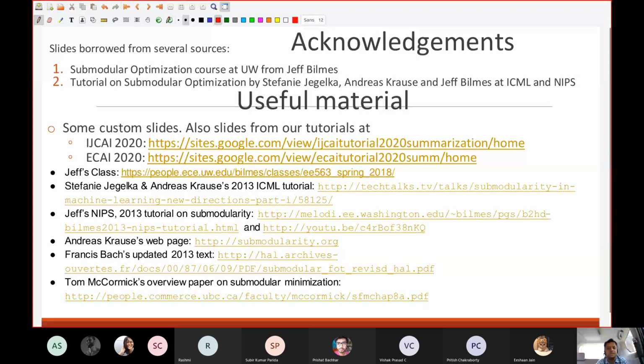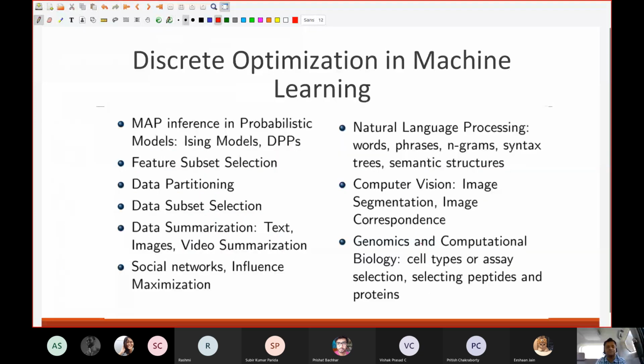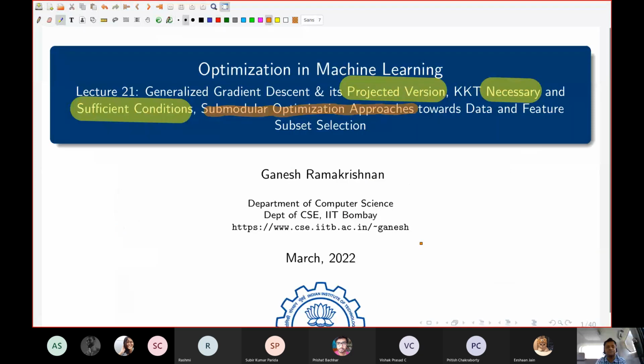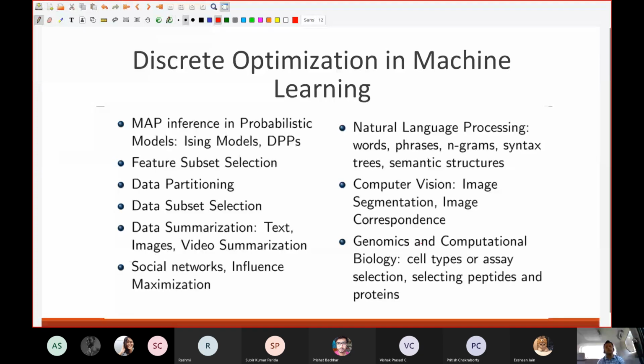So let's move on to all the different aspects of discrete optimization in machine learning. Just a listing: if you have probabilistic models and you're trying to find the best configuration, that's MAP, maximum a posteriori inference in probabilistic models. Feature subset selection, which I gave some examples of early on. Data summarization, natural language processing, computer vision, image segmentation. So, recap examples from our initial lecture. Just to recap.